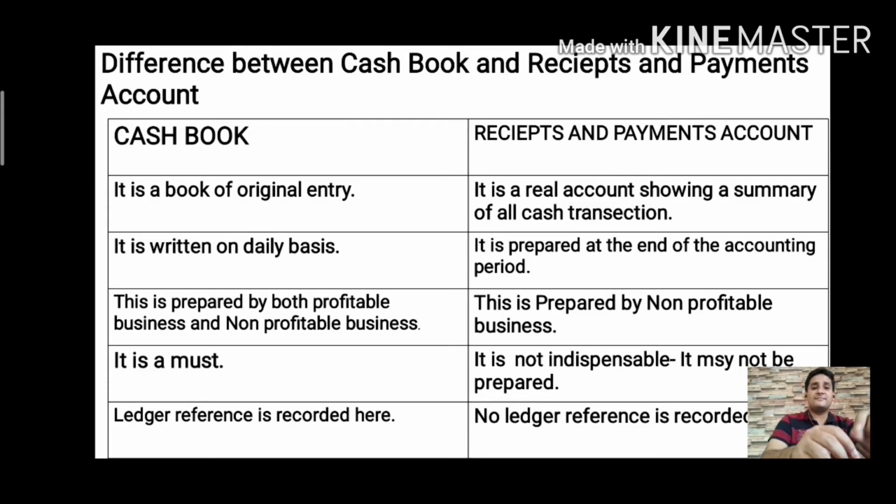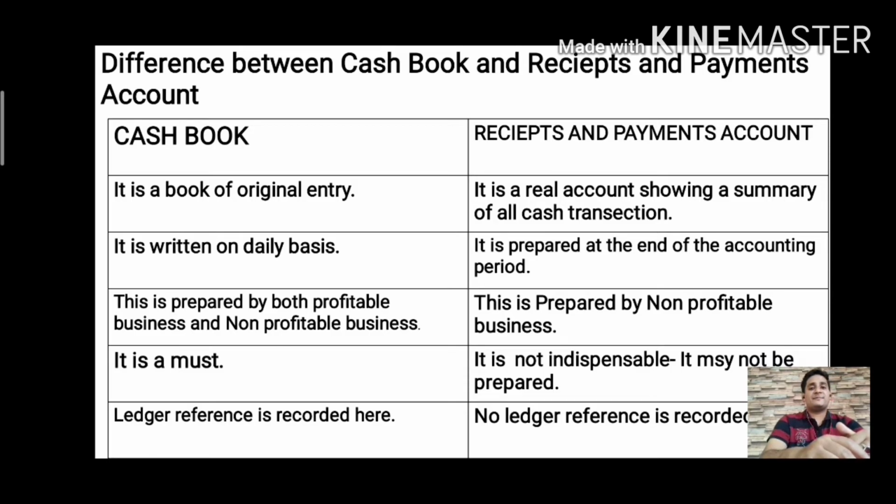But the receipts and payments account is not maintained on a daily basis. It is only prepared on the last day of the accounting year. It is not a daily basis transaction record. It is prepared on the last day of the accounting year.